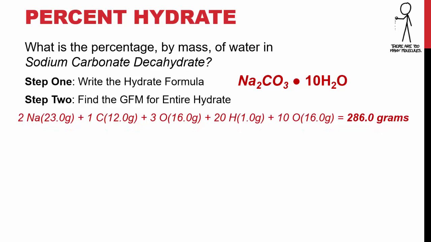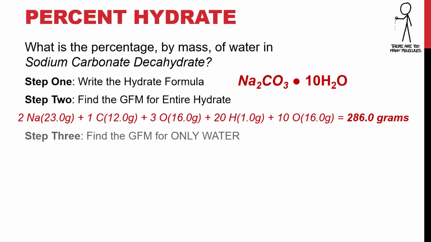The next thing we have to do is find the GFM of the entire compound. So we have 2 sodiums plus 1 carbon plus 3 oxygens plus 20 hydrogens and 10 oxygens. And that comes out to 286.0 grams. Why do we have 20 hydrogens and 10 oxygens? Well, if you look at 10 moles of water, it's 10 times 2, and that means you have 20 hydrogens. In 1 mole, there are 2 hydrogens, but in 10 moles, you're going to have 20 hydrogens.